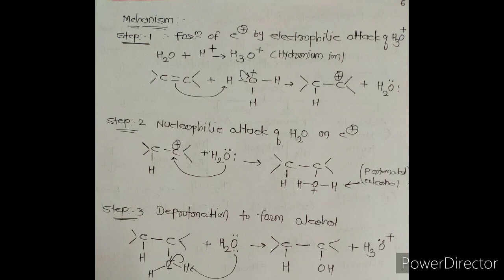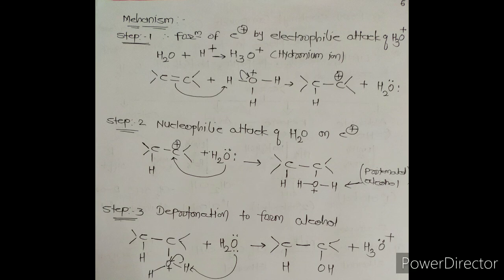Step 1. First of all, water reacts with H plus ion of the acid, and it forms hydronium ion. Now this hydronium ion reacts with alkene, in which hydrogen of the hydronium ion is combined with one carbon and a water molecule is eliminated, and it forms carbocation.